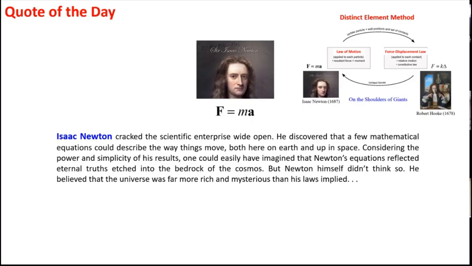Remember, this was 1687. He discovered that a few mathematical equations could describe the way things move, both here on Earth and up in space. Considering the power and simplicity of his results, one could easily have imagined that Newton's equations reflected eternal truths etched into the bedrock of the cosmos. Basically, everything was done. It had all been figured out. But Newton himself didn't think so. He believed that the universe was far more rich and mysterious than his laws implied.